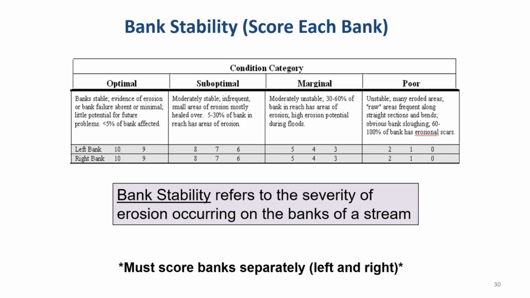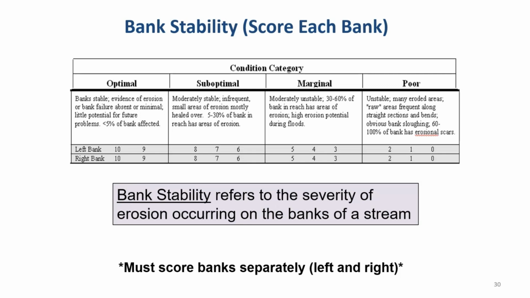And if it's optimal, the banks are going to look stable. Evidence of erosion or bank failure is absent or minimal, and there's little potential for future problems, with less than 5% of the bank affected. And as you go to suboptimal, there's maybe some erosion, 5 to 30% of the bank is affected by erosion. If you're in the marginal category, between 30 and 60% of the bank has erosion, especially during floods.